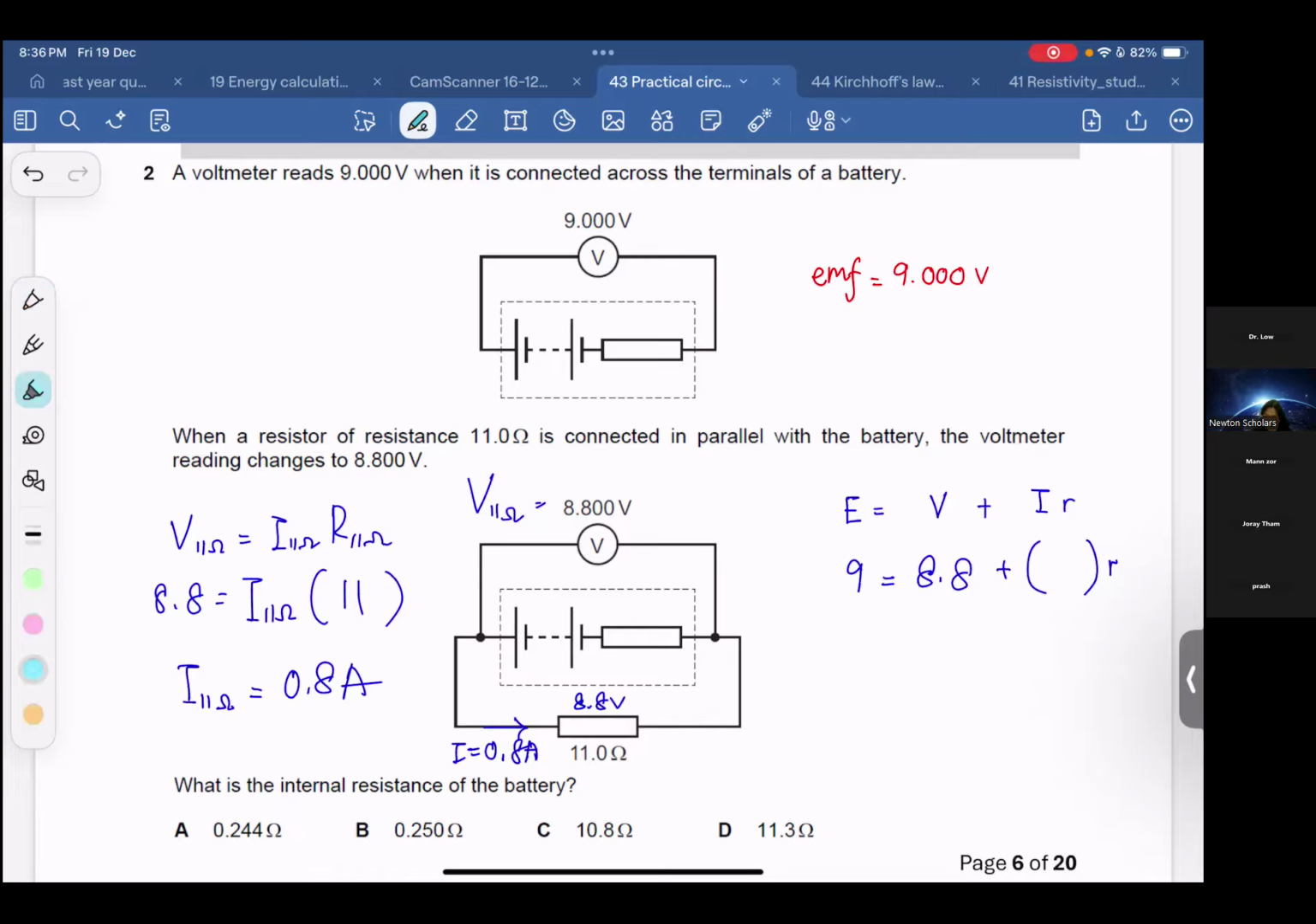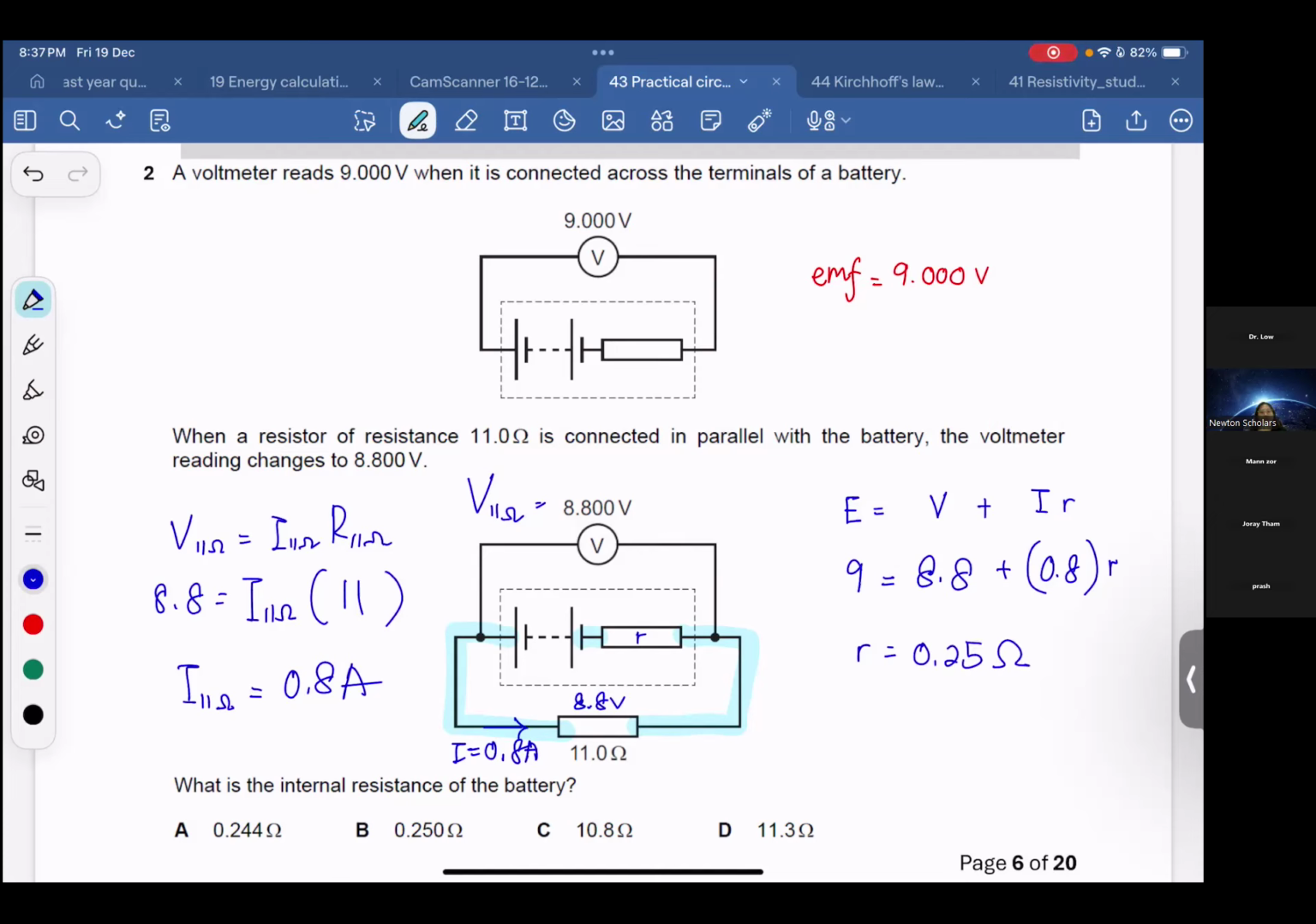Okay, here this is a series circuit. So the current flowing through the 11 ohm and the current flowing through the internal resistor r is the same. Okay, it's the same. Fawal, correct. So here with 0.8, your r actually should be 0.25 ohm.